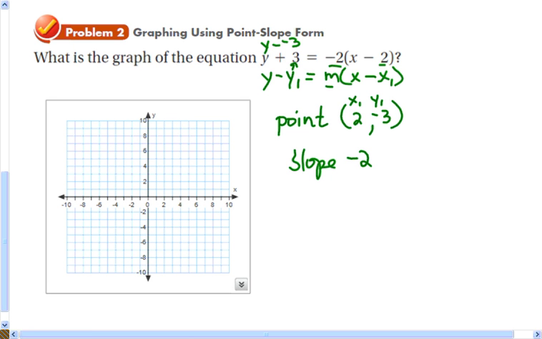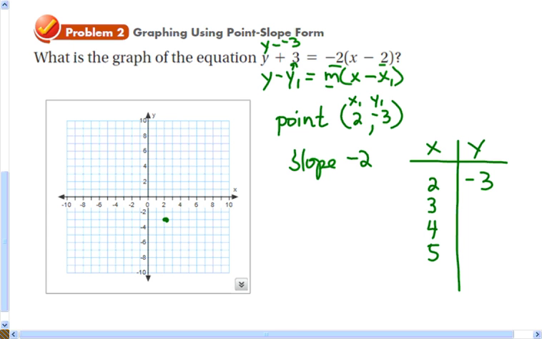Now I'm going to put that point right on the graph, the point 2, negative 3. That's right there. And then I'm going to use my slope to help me get some other values. And you can do this with a table or just do it on the graph. So I have a point at 2, negative 3. Now my slope tells me that every time my x value goes up by 1, my y value goes down by 2. That's what a slope of negative 2 means.